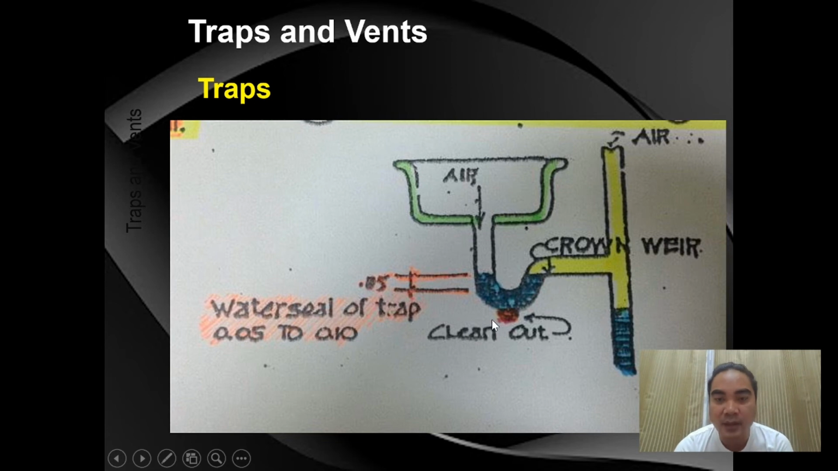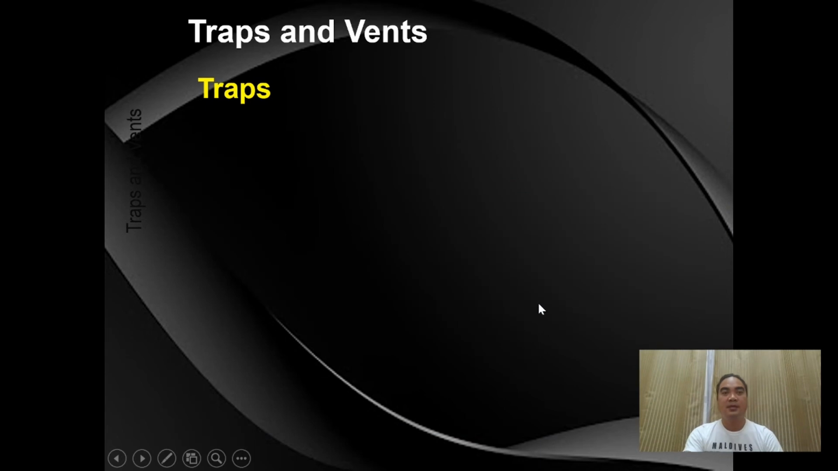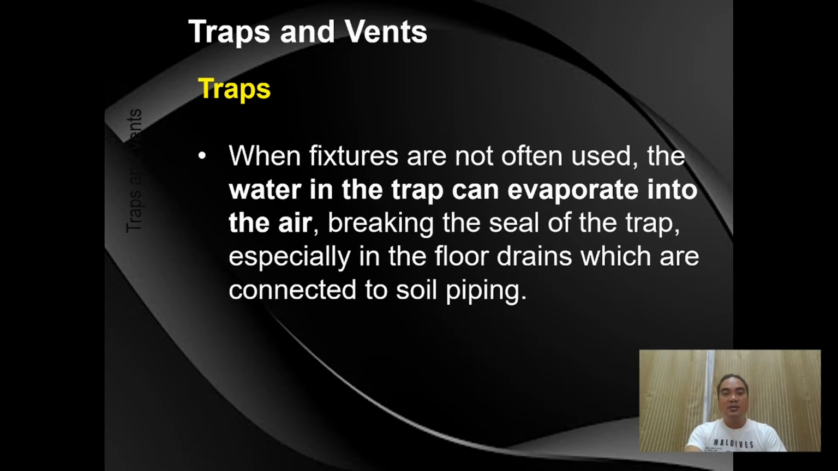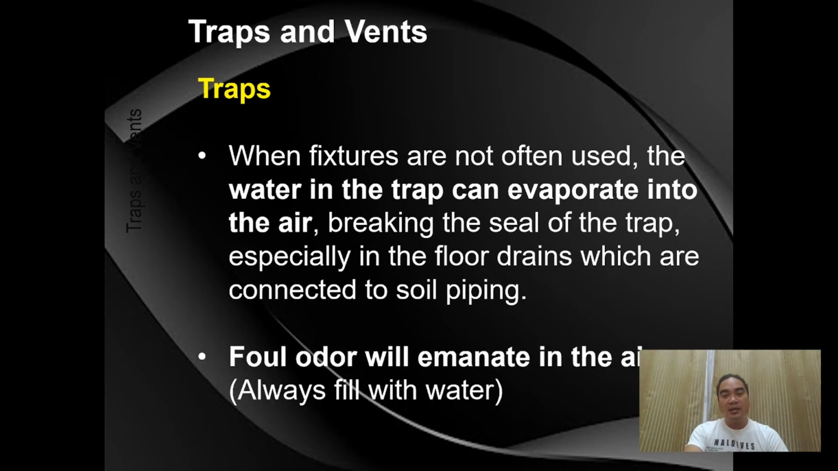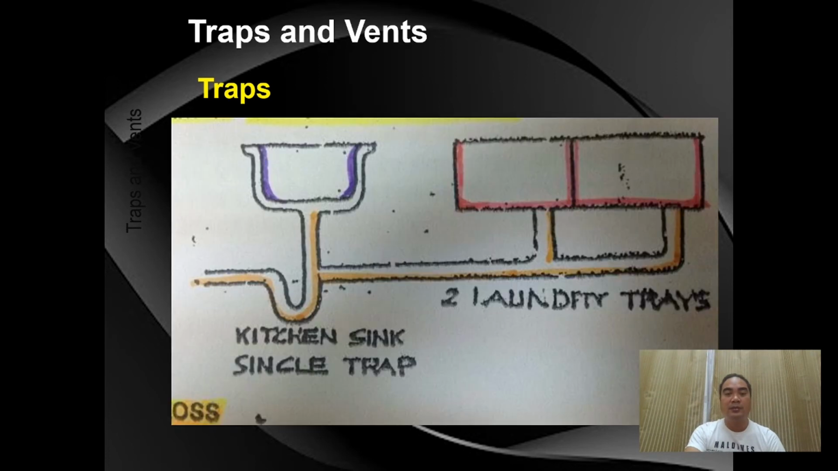Crown weir, and clean out plug. Traps. When fixtures are not often used, the water in the trap can evaporate into the air, breaking the seal of the trap, especially in the floor drain which are connected to soil piping. Foul odor will emanate in the air. The trap should always be filled with water. Trap and seal traps. Ito. May kitchen sink. May trap dito. Okay. Two laundry trays.